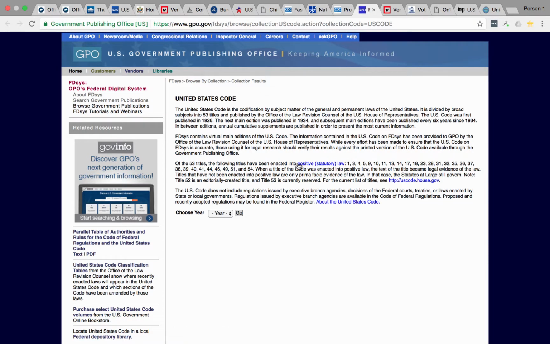The GPO is the U.S. Government Publishing Office, and here's a place where you can find out about the United States Code, all the laws that have been passed, and specifically by subject areas, you can determine what the law is, when it was passed, and have that available for your story.